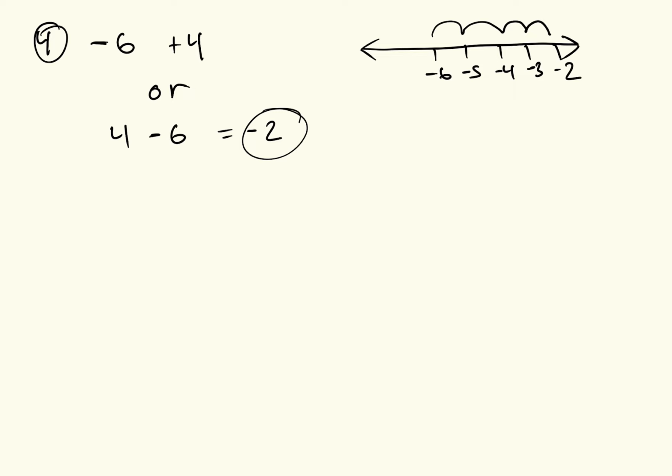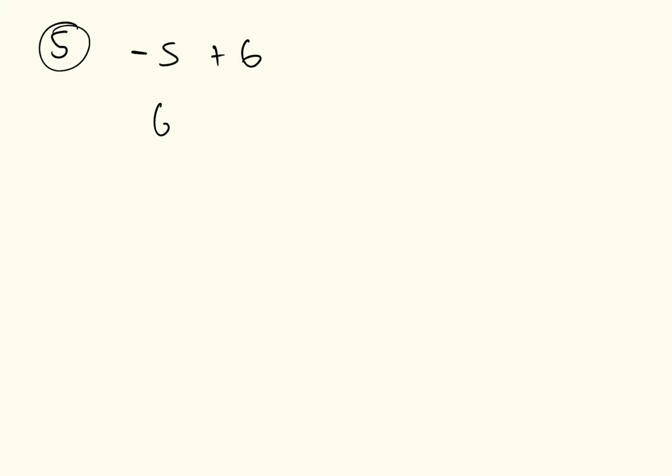Now, let's try a different example. Negative 5 plus 6. Now, feel free to pause and do this on your own, but just like the last one, you can just flip the order and go 6 minus 5, which comes out to 1.